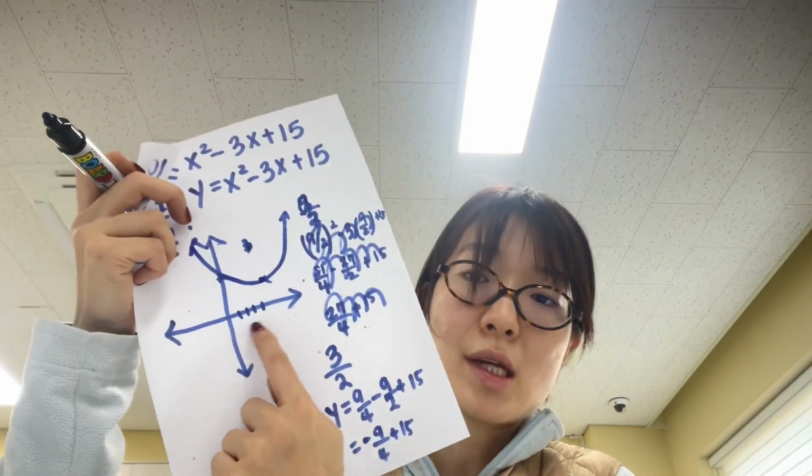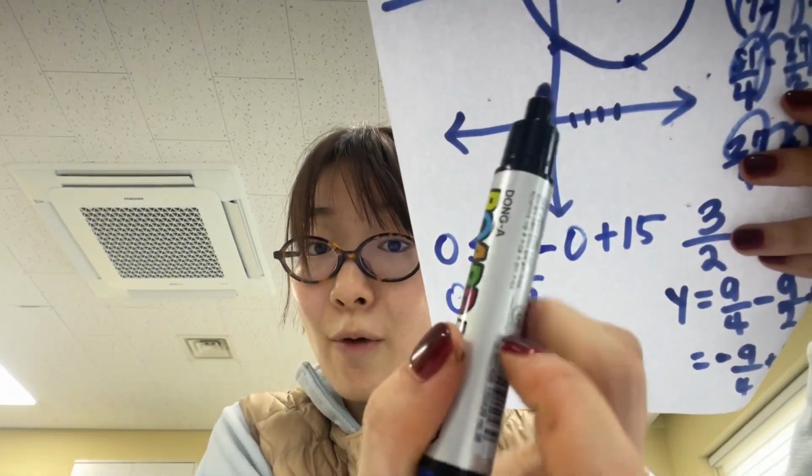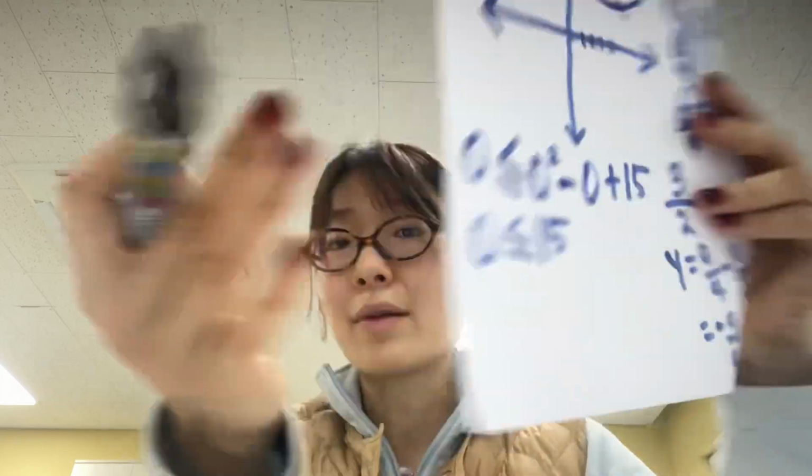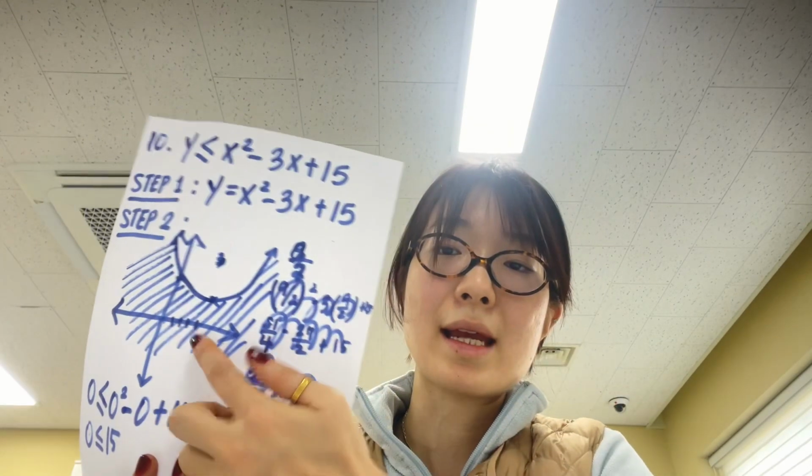And now we pick a random point, either inside or outside of the parabola. I'm going to just choose 0, 0, which is outside of the parabola. So 0 is smaller than or equal to 0 minus 0 squared minus 0 plus 15. So then we get 15. And this statement is true, so therefore all the points outside of the parabola are true to the inequality statement. So I go ahead and shade that part.